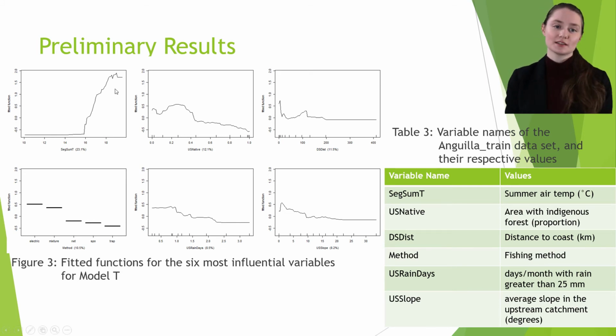So for example, you can see in this first graph here that the eels preferred places that had a high summer air temperature. They also preferred areas that had a high deforestation of indigenous forest, and they preferred to be close to the coast, although they did penetrate fairly far inland. Additionally, you can see that the electric method of fishing was the most successful, and that the eels preferred places that had a high proportion of rainy days. And they also liked places that had a very slight slope.